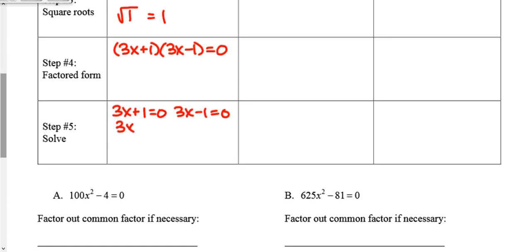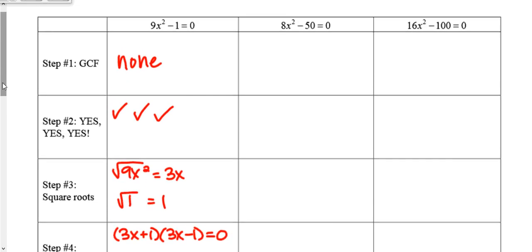So this would be 3x equals negative 1. Divide by 3. I add 1. Divide by 3. All right. So it is much easier than the other factoring. You just have to remember that you can do it.